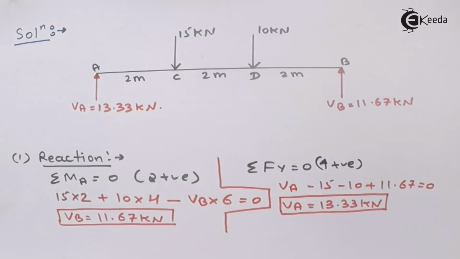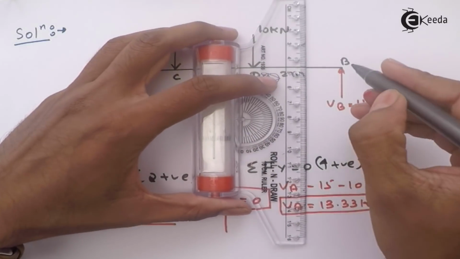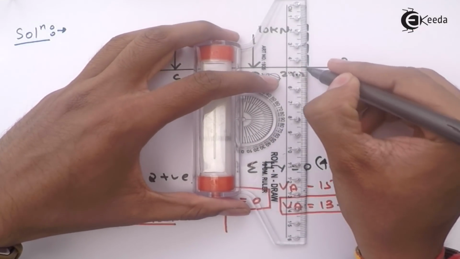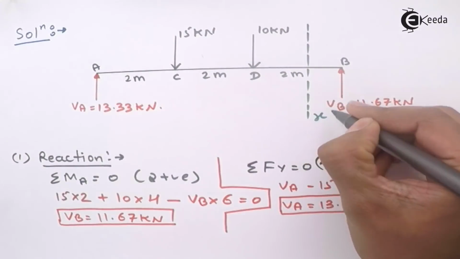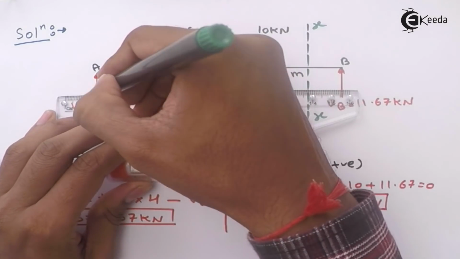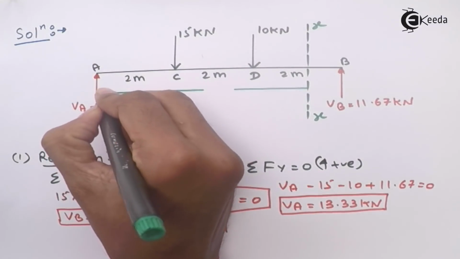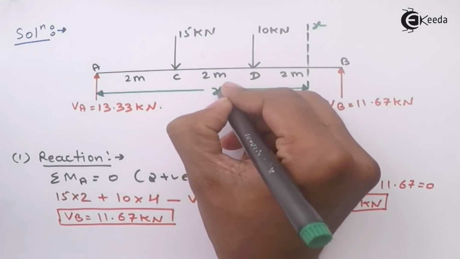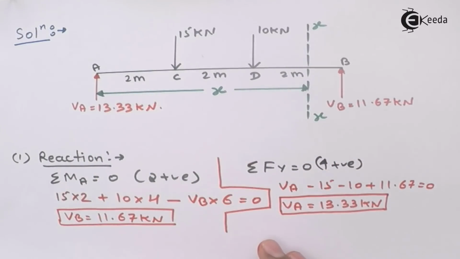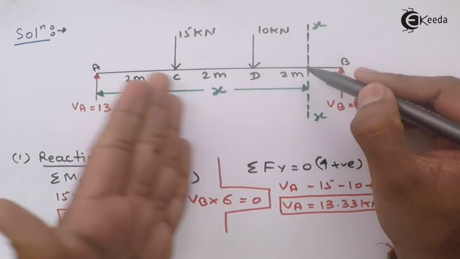Now see, you are taking the section over here. What Macaulay's method says is we take the section at either the left or right extreme corner, so we take the section over here like this. Then this is your x, just x. This distance is nothing but your x distance. Now you have to find the bending moment at this point, in this part over here.